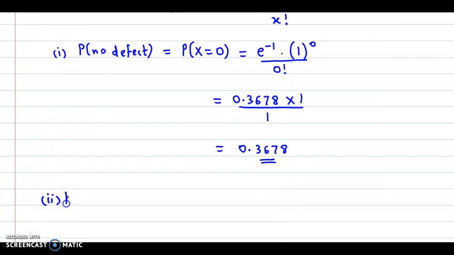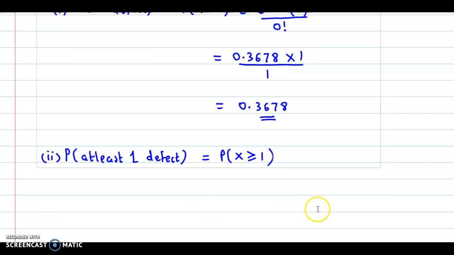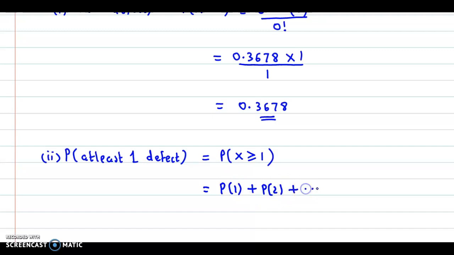Now the second case here is at least one defect. So the second case is probability of at least one defect. That is p of x greater than or equal to 1. Right? So it could be one defect, or it could be two defects, or it could be three defects, and so on. Now this could be simply obtained by 1 minus probability of no defect.